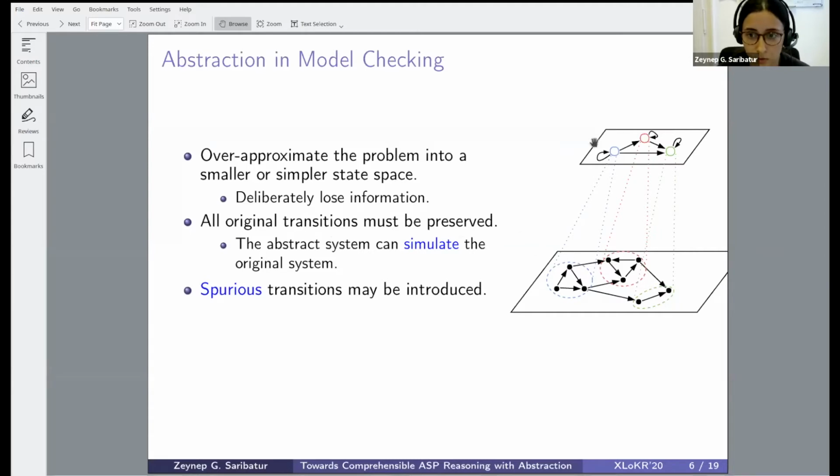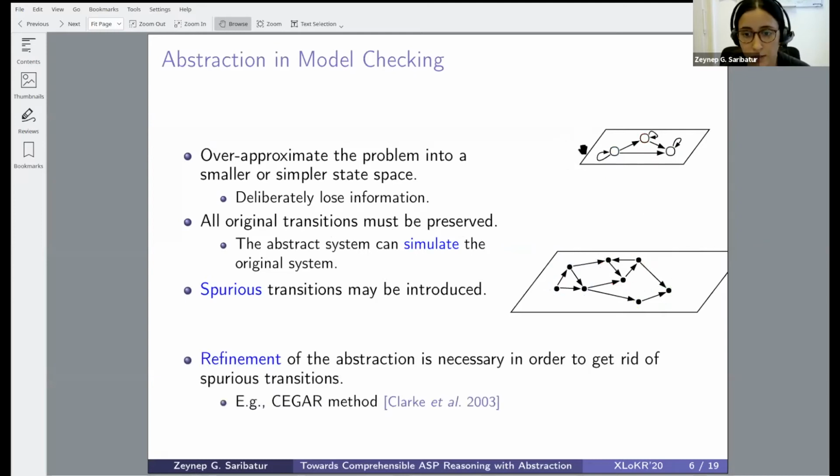However, since you do such an over-approximation, you may get spurious transitions here. And for that, you may need to refine the abstraction to get a bit more coarser transition system where you may get better results. For that, there's this method of counterexample guided abstraction refinement introduced by Clarke et al. And there the idea is as follows.